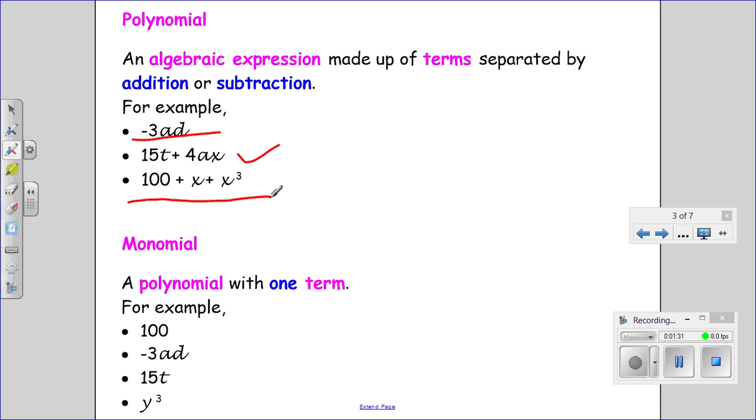That has three terms. There are several types of polynomials you should be aware of, and the first one is a monomial, a polynomial with one term, just like we saw in this first example, the negative 3ad. The number 100 by itself without addition or subtraction signs could be considered a monomial. 15t, if it didn't have any other terms with addition and subtraction signs, is also a monomial, as is y cubed. There are no addition or subtraction signs in a monomial.